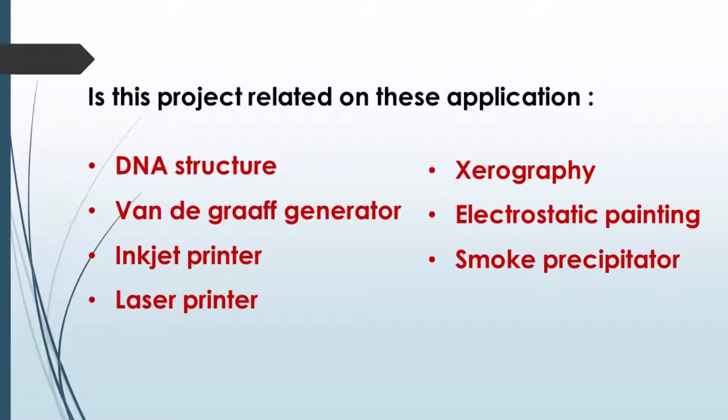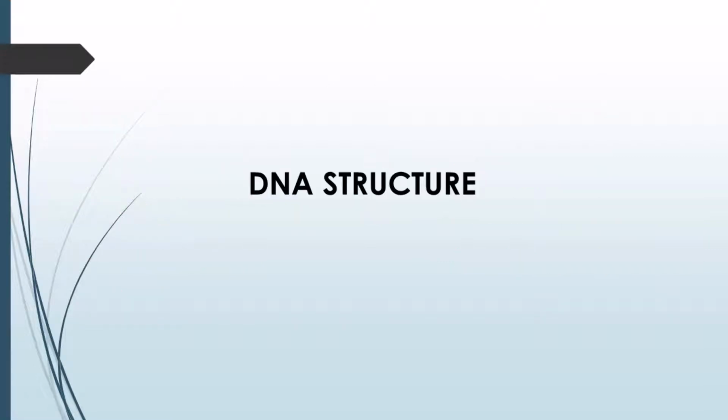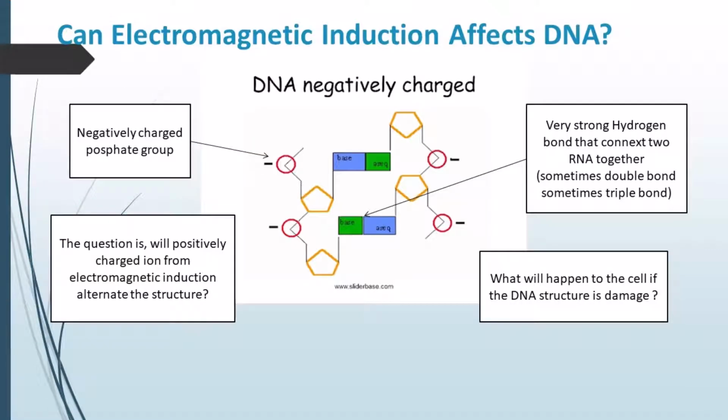Is this project related to this application? DNA structure. Can electromagnetic induction affect DNA? DNA is negatively charged due to the negatively charged phosphate group. The question here is, will positively charged ions from electromagnetic induction alter the structure? Very strong hydrogen bonds connect the two strands together, sometimes double bonds or sometimes triple bonds. What will happen to the cell if the DNA structure is damaged?